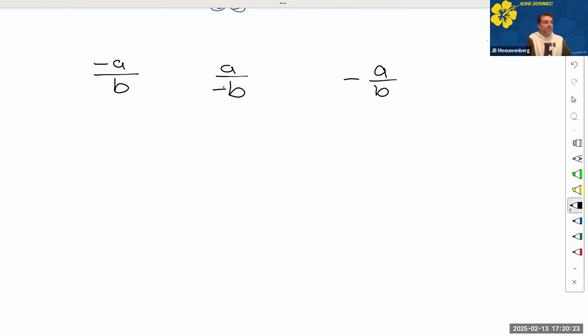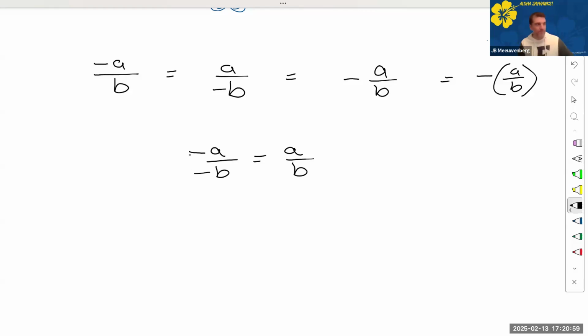This one happens to be on top. This one happens to be on bottom. This one happens to be out front. And we can even write each of these as negative with the a over b in parentheses. Those all are equal to each other. They're all the same. Now, when you have a negative a over a negative b, and both of them are negative, that's the same thing as just a over b. It's as if the negatives cancel each other out.